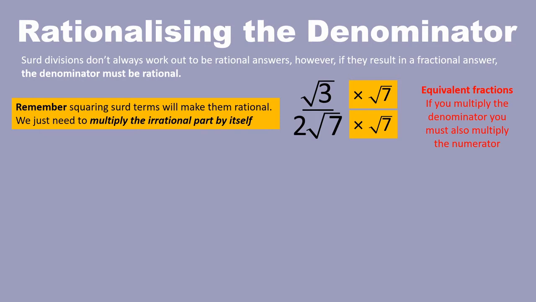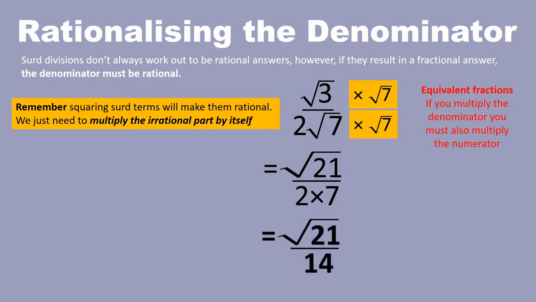Again, from our lesson on multiplying and dividing surd terms, you'll know that if I multiply two irrational terms together, root 3 times root 7, I can just multiply 3 and 7 together and put them under the square root sign. And you'll know that multiplying root 7 by itself will rationalize that root 7, making it 7. So we've got the square root of 21 over 2 times 7. 2 times 7 is a rational number now, it's 14. And I now have a fraction which, although I have an irrational numerator, the denominator is now rationalized.